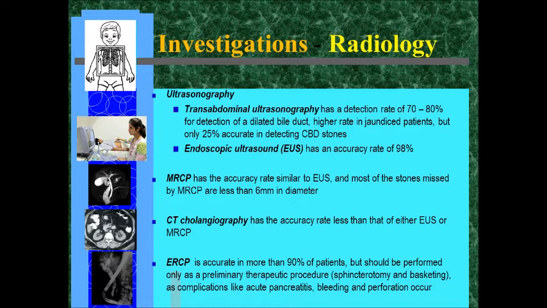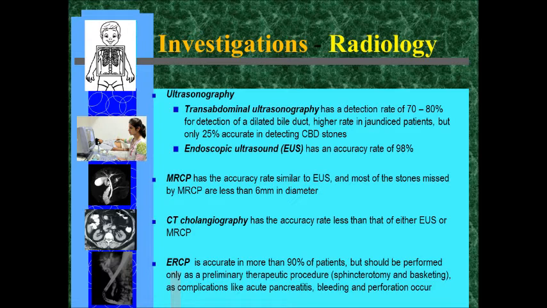The transabdominal ultrasonogram has a detection rate of about 70 to 80% for detecting dilated bile ducts in jaundice patients, but is only 25% accurate in detecting the CBD stones. The endoscopic ultrasound has an accuracy rate of about 95%. MRCP has an accuracy rate similar to endoscopic ultrasound, and most of the stones missed by MRCP are less than 6 millimeters in diameter. CT cholangiography has an accuracy rate less than that of either EUS or the MRCP.